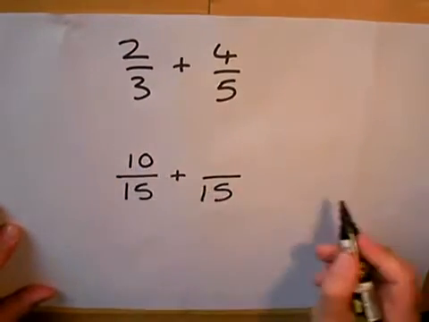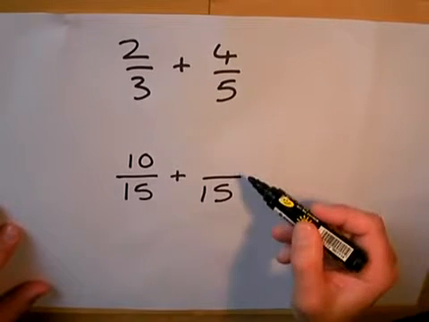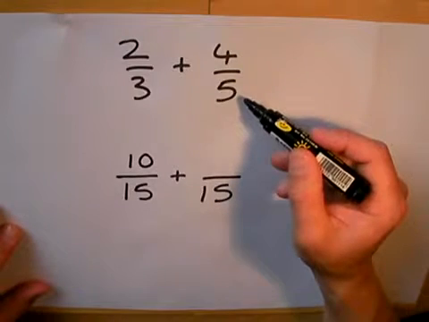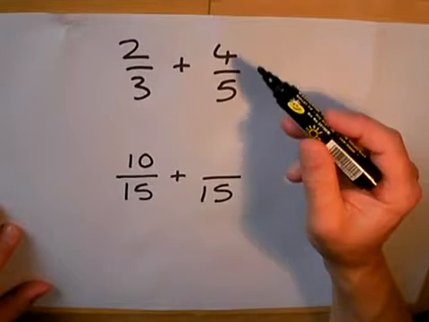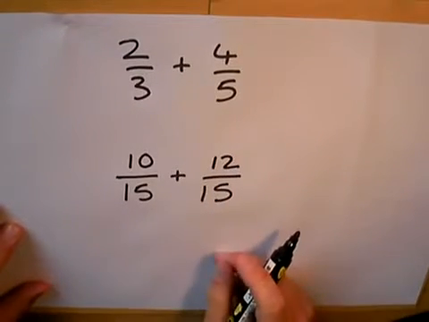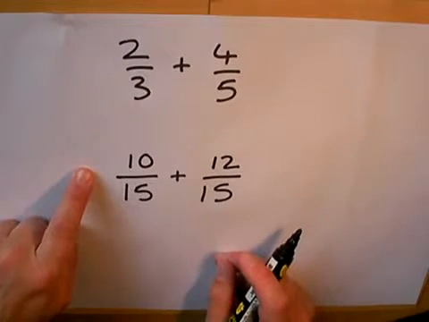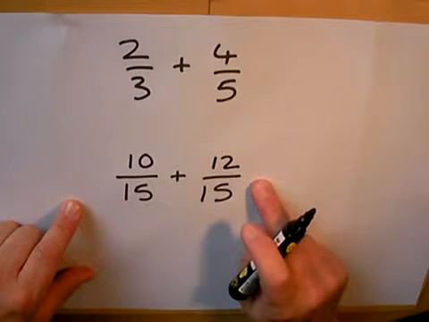2 times 5 is 10. I change this number into 15 by multiplying by 3. So since I've multiplied the bottom number by 3, I need to multiply the top number by 3 as well. 4 times 3 is 12. Remember, 2/3 is exactly the same as 10/15ths, and 4/5 is exactly the same as 12/15ths.